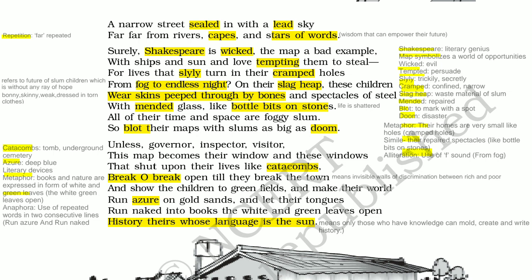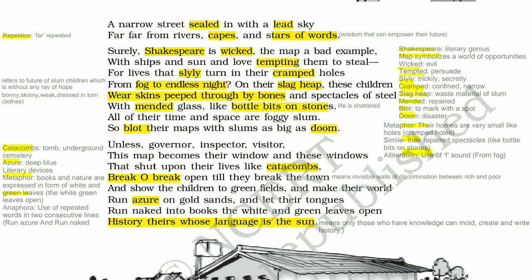Surely Shakespeare is wicked, the map a bad example, with ships and sun and love tempting them to steal. For lives that slyly turn in their cramped holes from fog to endless night, on their slag heap these children wear skins peeped through by bones and spectacles of steel with mended glass, like bottle bits on stones. All of their time and space are foggy slum, so blot their maps with slums as big as doom.